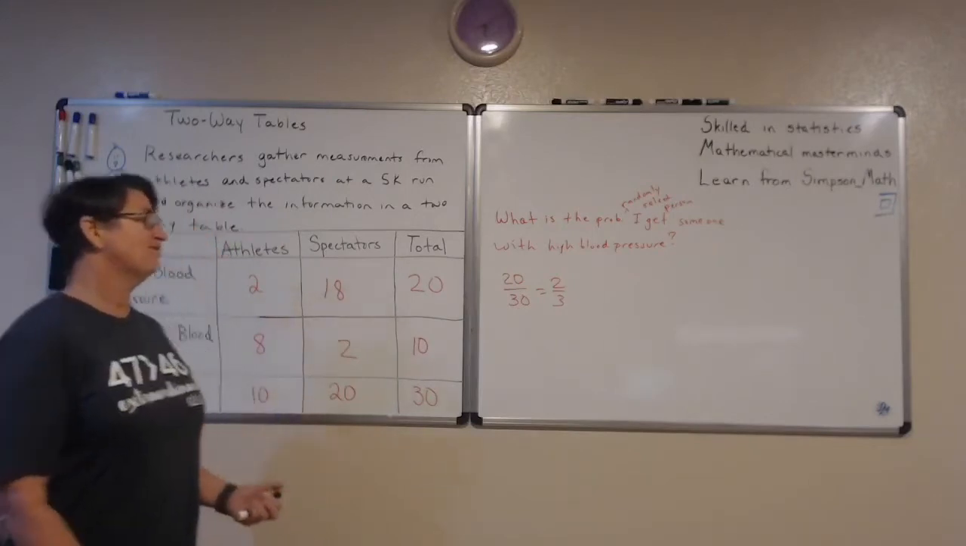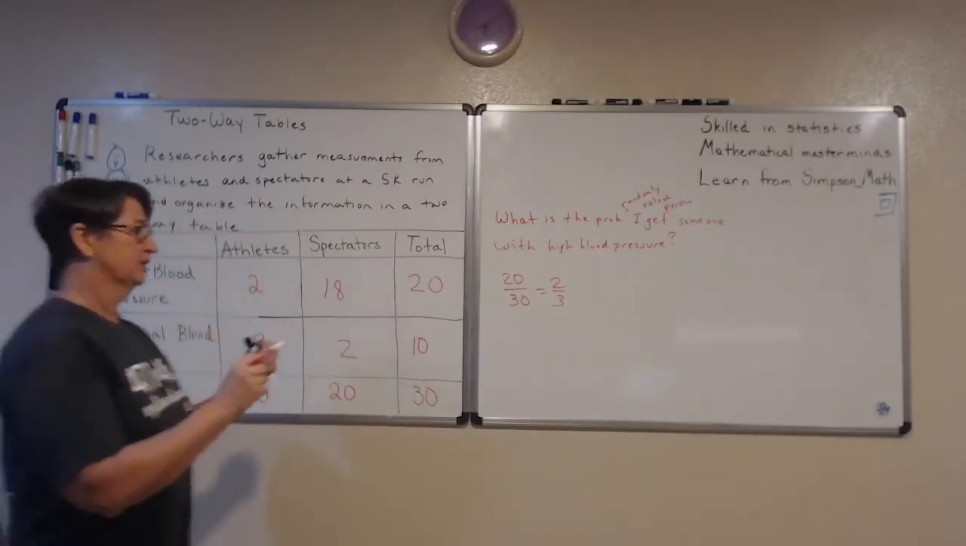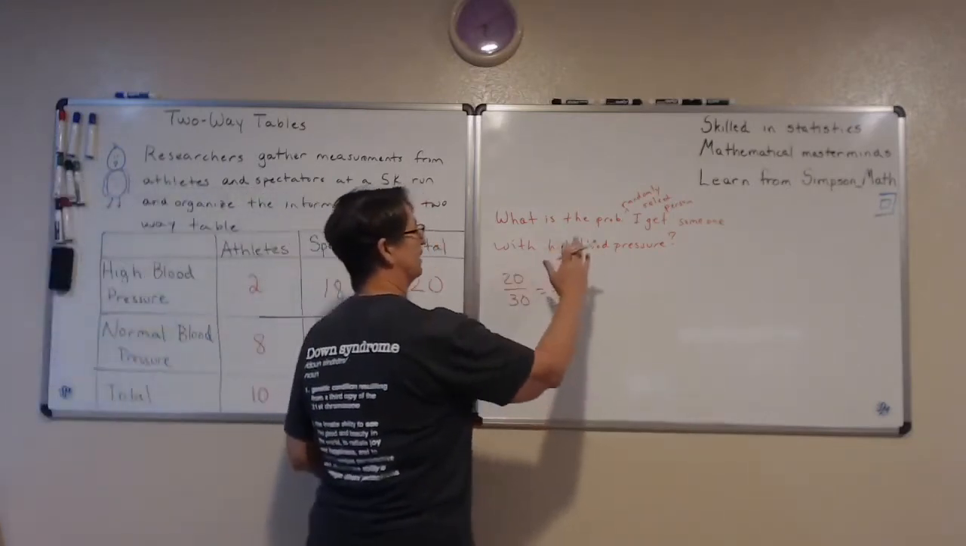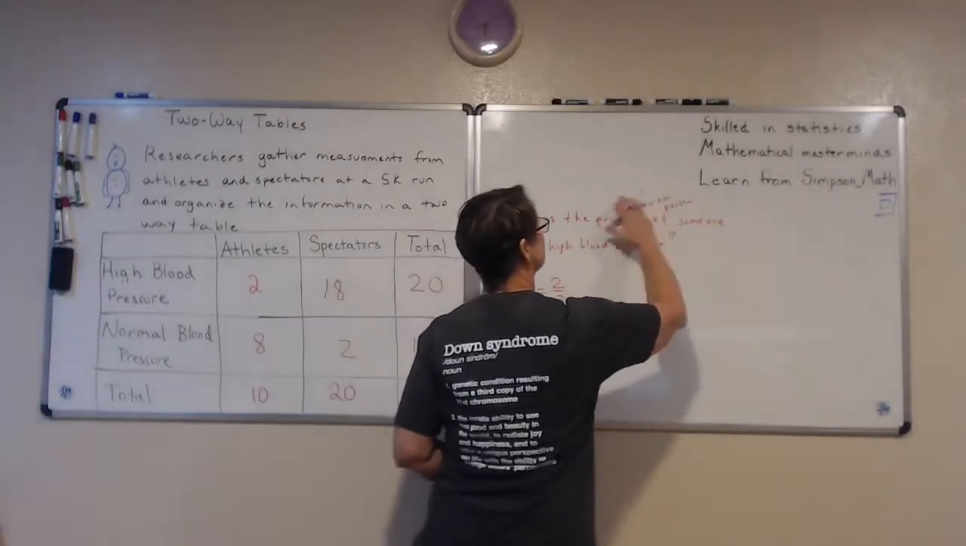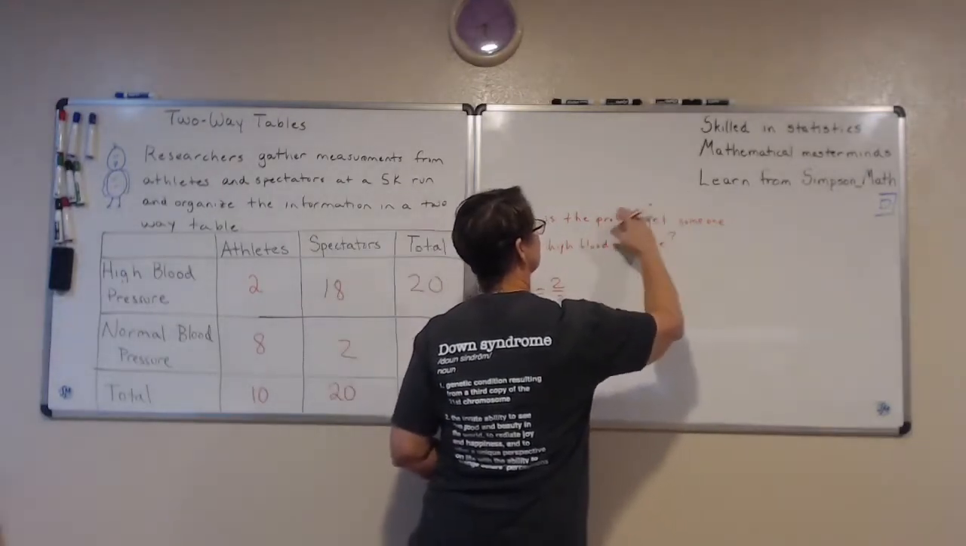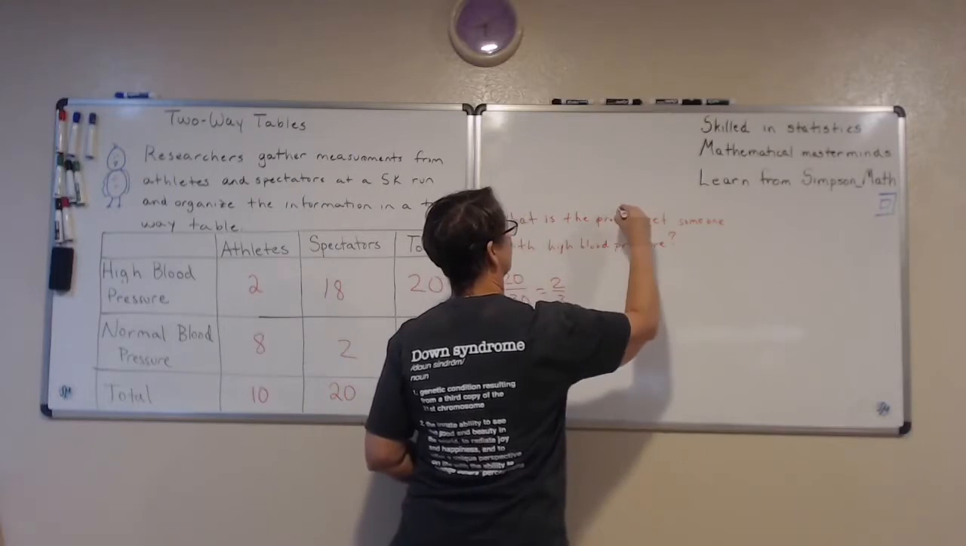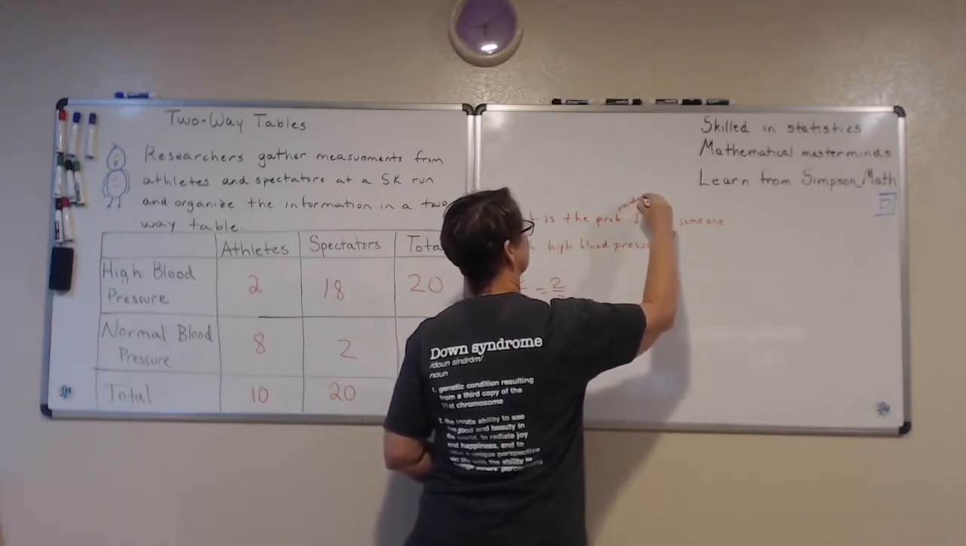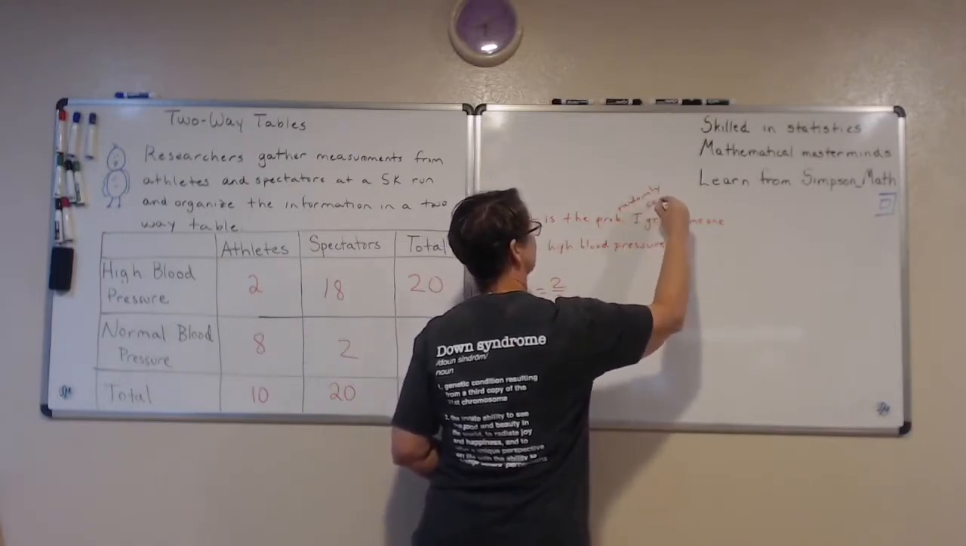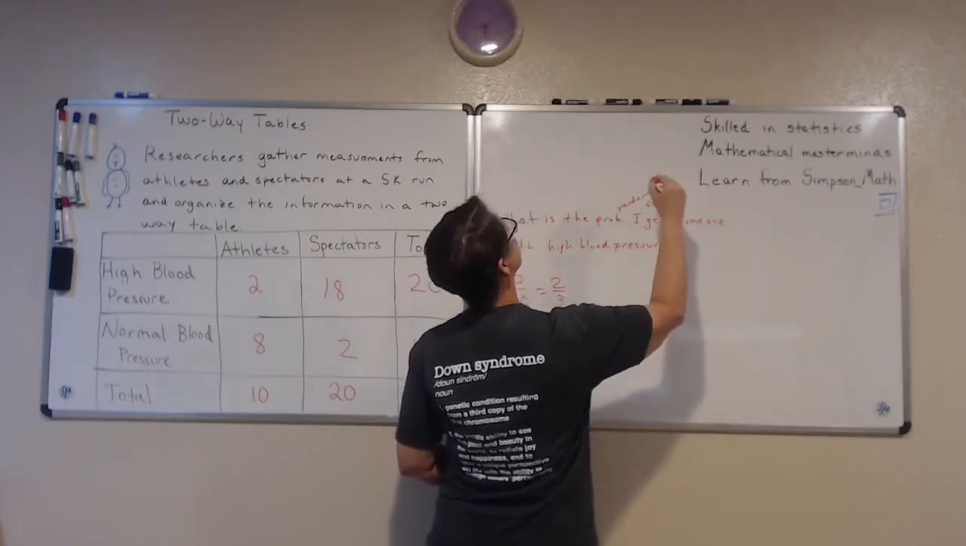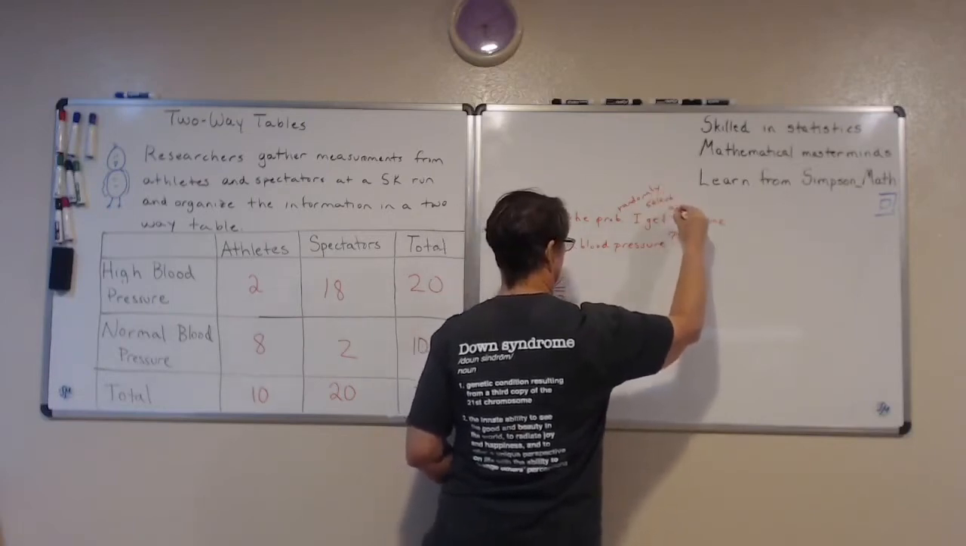Then, what about if I switch it up just a little bit? What if I say, what's the probability I get, instead of a person, now I'm going to randomly select a spectator.